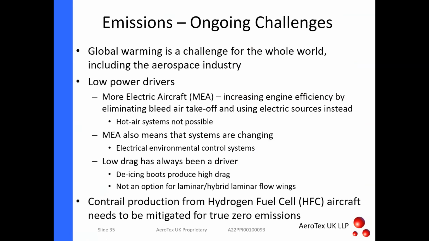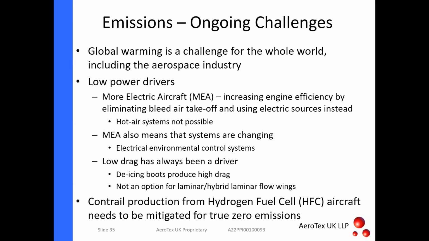Also, there's the global warming that we've heard about. So there's this push towards more electric aircraft, which are more efficient. They don't want to take the bleed air off the engine for these hot air de-icing systems that I said are in the leading edge of aircraft. So they want to use electrical sources instead. And you may say we could go to these de-icing boots, which are still very low power, but they cause issues with drag.